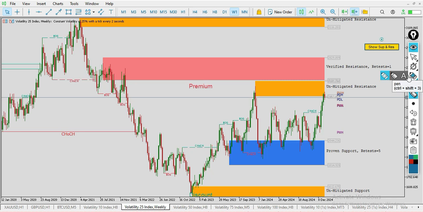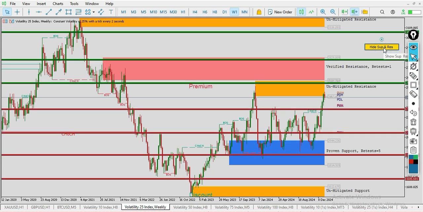Once you're here, you should turn on the support and resistance lines, which you can see on my screen. When you turn on the support and resistance lines on the weekly time frame, you will discover that all the red lines here are the support lines, while all of the green lines here are the resistance lines. So you just need to take note of these lines first of all.